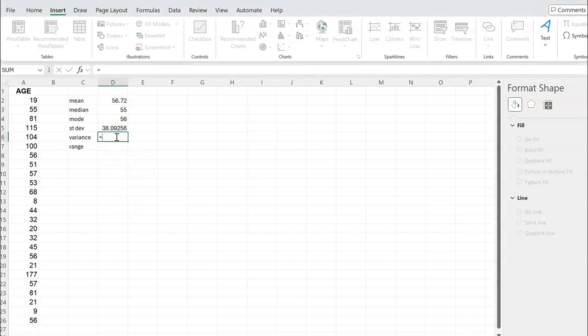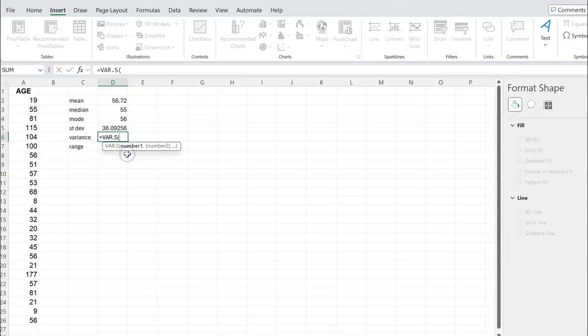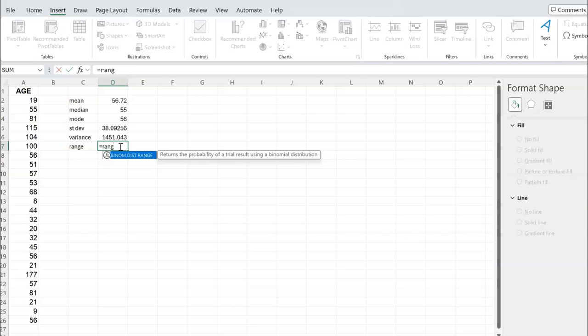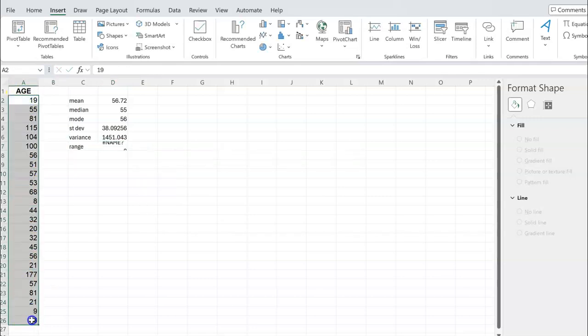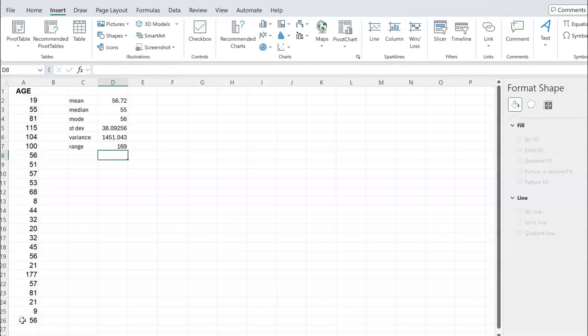So if I want the variance, we're going to have the same options, population or a sample. This is going to be a sample variance. I'm just going to highlight my values there. And then range. So we're going to take the max value and subtract the minimum value. So we're going to have to create a formula for that range. So that's how we would find the range.